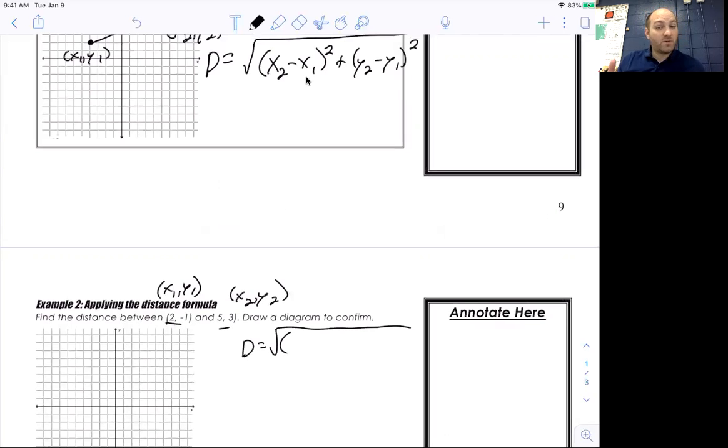I see some students make mistakes where they try to make 2 and -1, they call both of those x's, and then 5 and 3, those are the 2 y's. Be careful of that. Don't do that. Okay, make sure it's x and y, x and y.